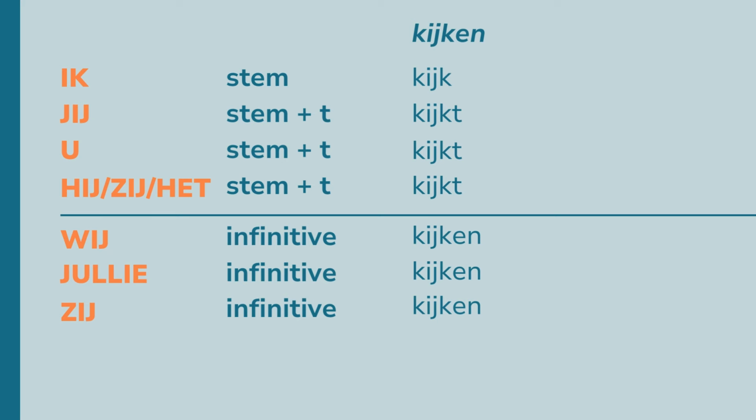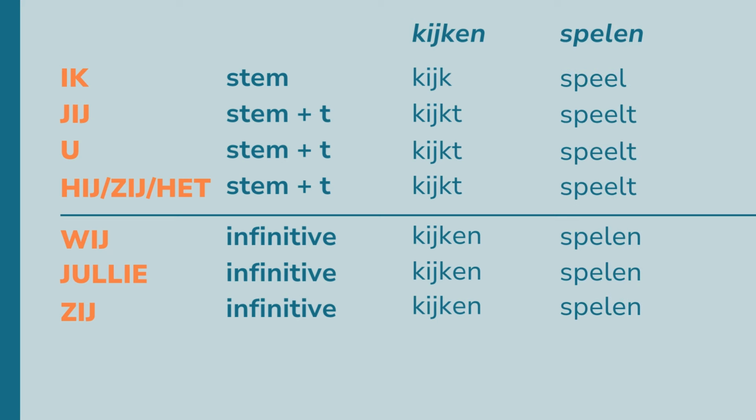For example, kijken. It's ik kijk, jij kijkt, u kijkt, hij, zij, het kijkt, wij kijken, jullie kijken, zij kijken. And when you conjugate spelen, you will get ik speel, jij speelt, u speelt, hij, zij, het speelt, wij spelen, jullie spelen, zij spelen.